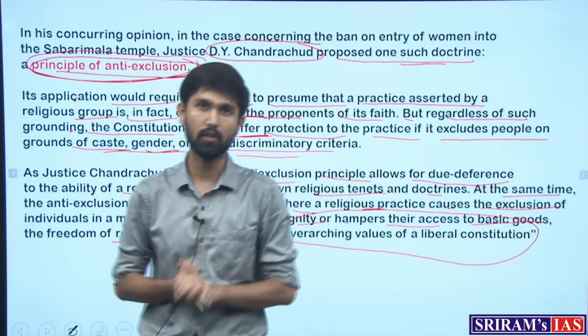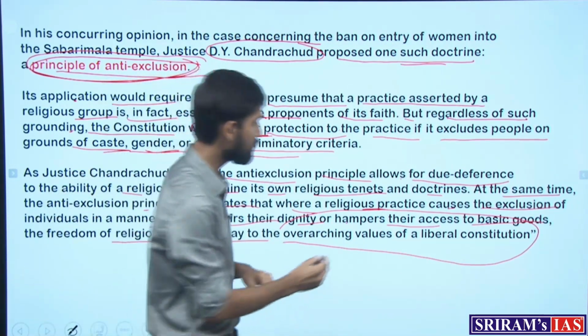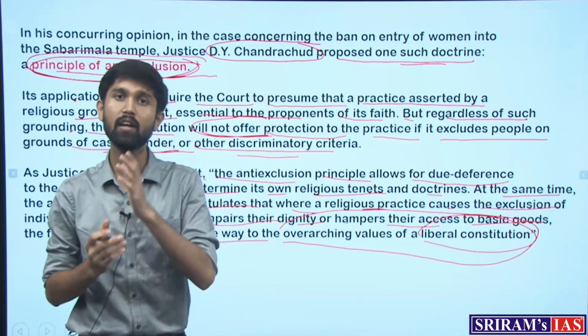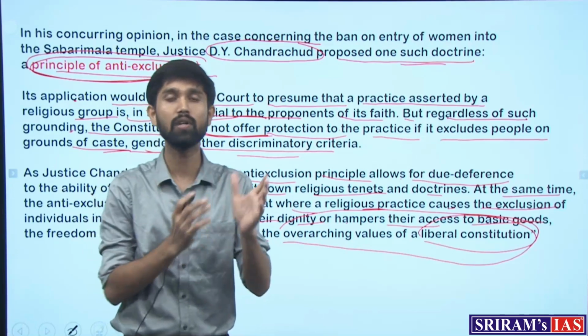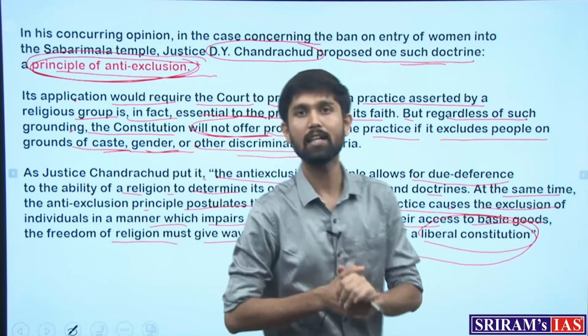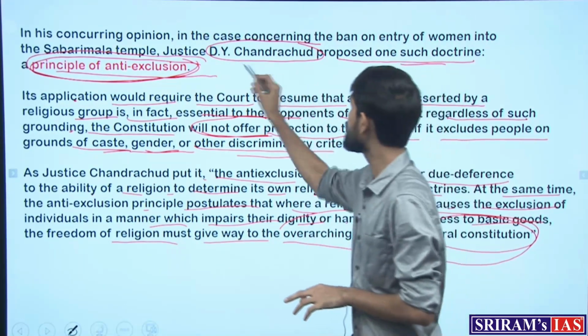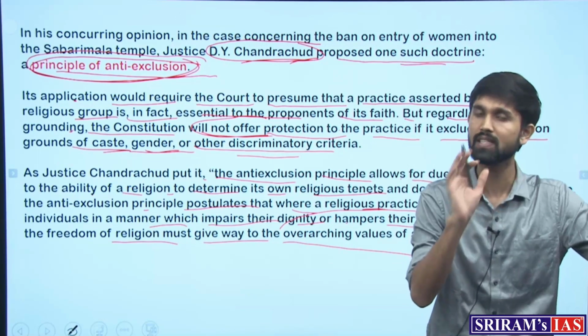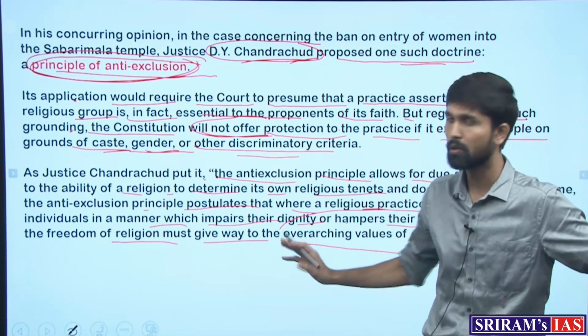This is where he took the balance and gave the precedence to the liberal values of a constitution, in such cases which started to discriminate between people, right? So this was the way forward that is suggested by D.Y. Chandrachud, which we can make use of whenever we encounter a question on the discussion of this essential practices doctrine. So I hope this is clear.